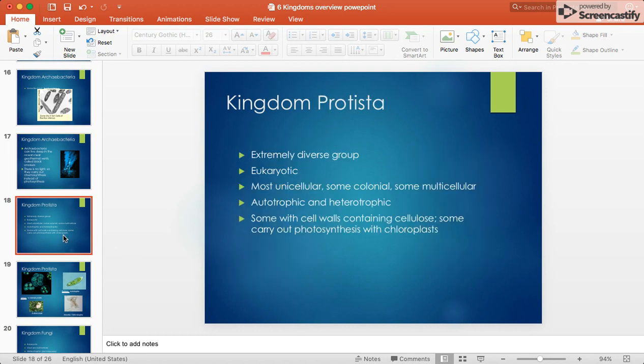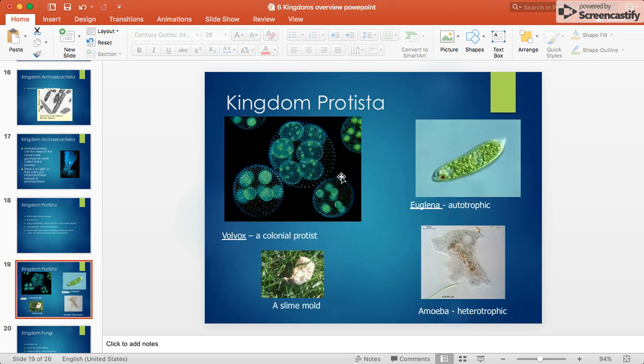Our next kingdom is Protista, an extremely diverse group. So it's eukaryotic. Most are unicellular. Some are multicellular. So most of Protista are unicellular, and some are multicellular. In our Cell Body Invaders project, some people had a Protista. Some have cell walls, and some carry out photosynthesis with chloroplast. So these are very interesting organisms because some of them are able to carry out photosynthesis, such as a plant might.